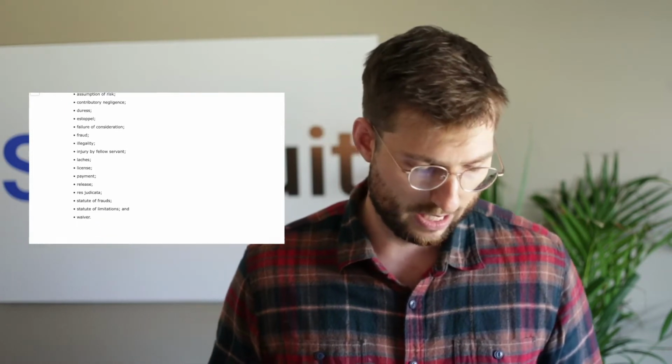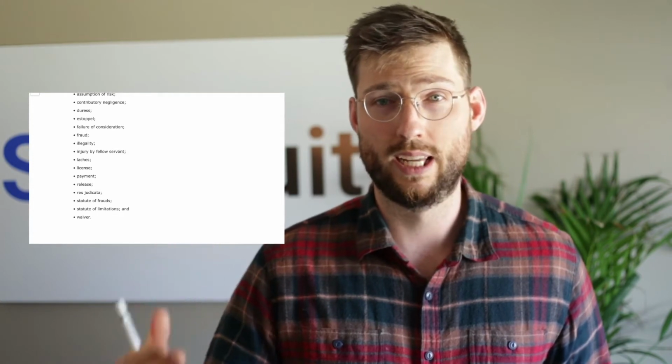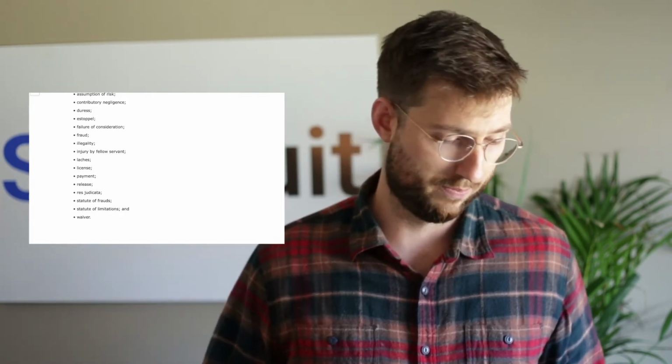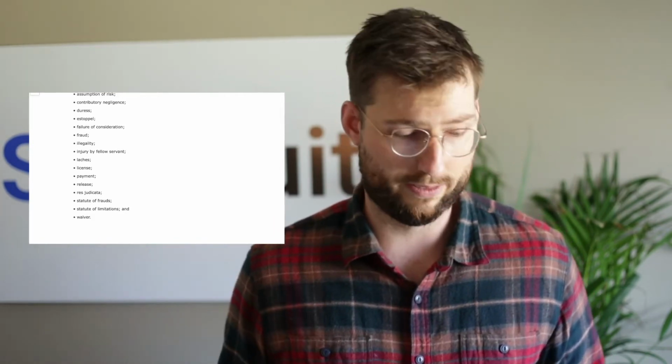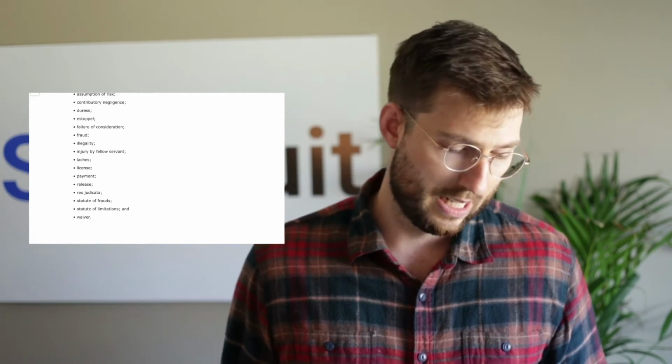Contributory negligence. The debt collector somehow contributed to the bad outcome here. Not very common. Duress. Means someone held you at gunpoint and forced you to make this agreement. Probably not very common, but sometimes applies. Estoppel. Means they're stopped for a lot of reasons from suing you about this lawsuit.